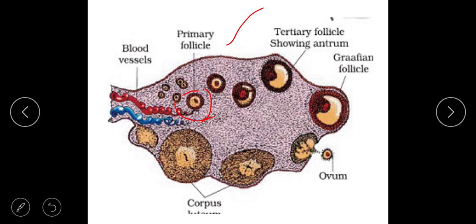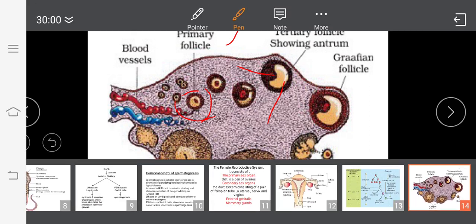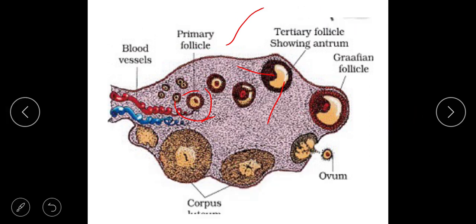In this tertiary follicle, how will I differentiate this? Identify the tertiary follicle in the diagram. You see a cavity here. This cavity is called the antrum. If you see, the antrum has been developed and more layers have been formed, and this is the secondary oocyte over here. We call it a tertiary follicle. This tertiary follicle matures into a Graafian follicle. This is the Graafian follicle.